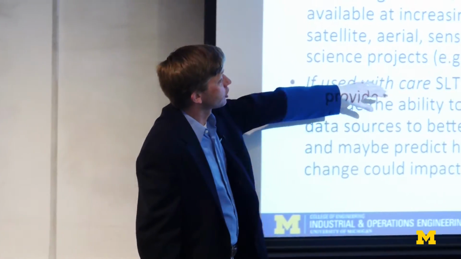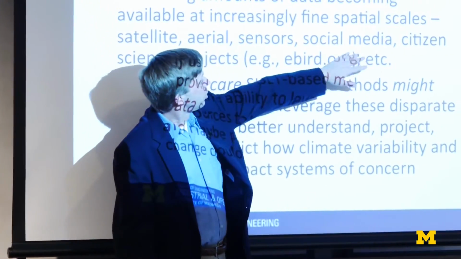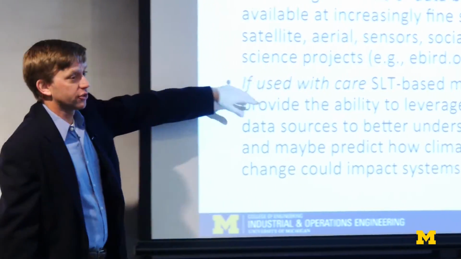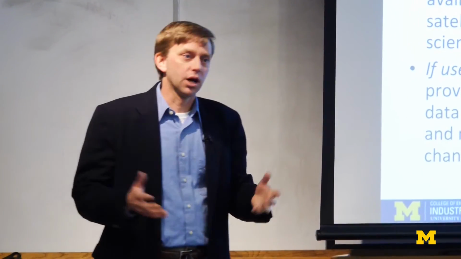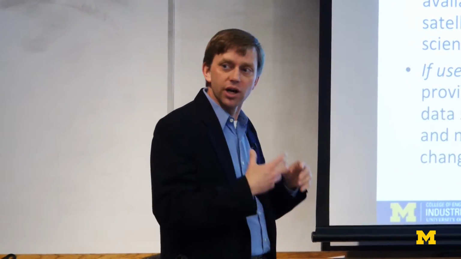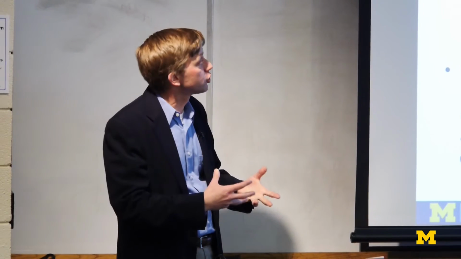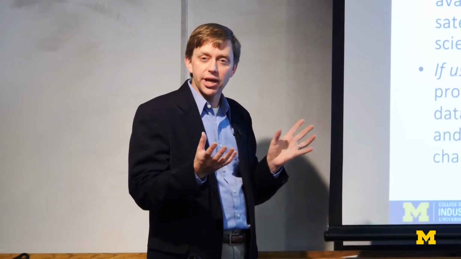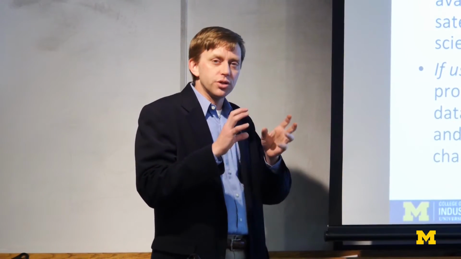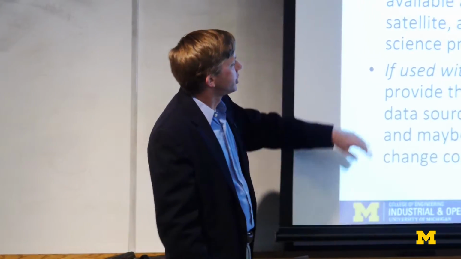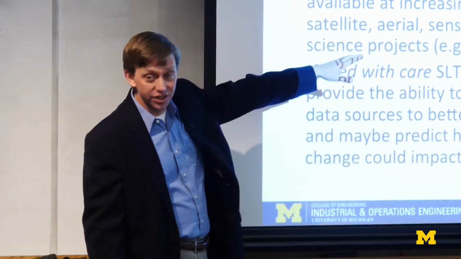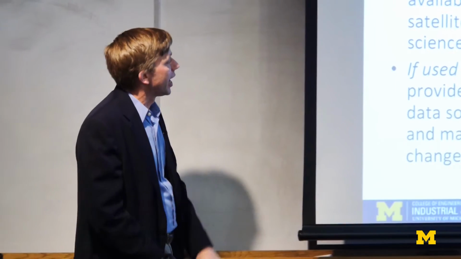But we also have things like social media and citizen science projects, for example, like eBird. If you're concerned about bird species diversity and things like that, you've got all these citizen science projects that give you another source of data. They all have different spatial scales. There's different issues with noise and data quality. Obviously, a citizen science project is a lot different than a sensor. So you do have to be careful with that.